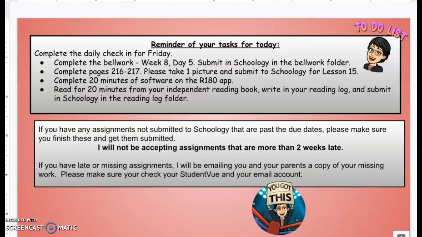And the last thing we're going to look at, again, you can freeze this if you need to write down what you're expected to do. So the reminder of your tasks for today. And then again, if you are missing any work, you need to get this turned in. Be watching your student email account. Your parents will also receive a notification from me as to what's missing.